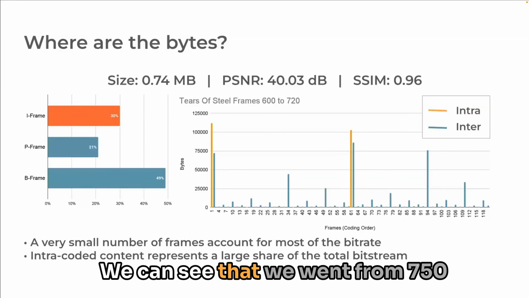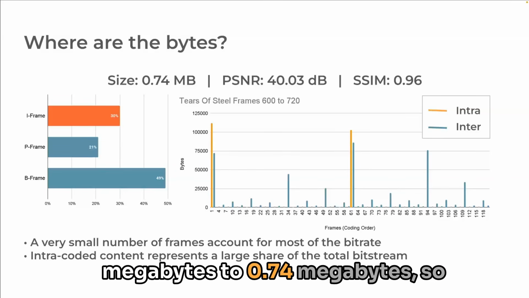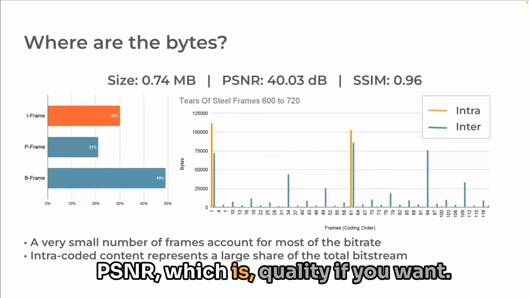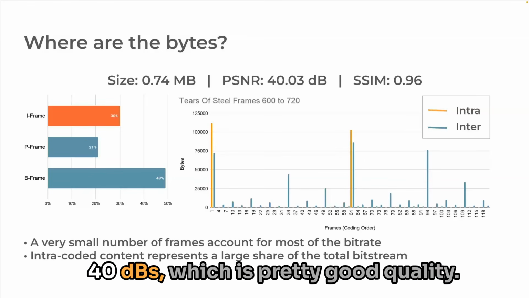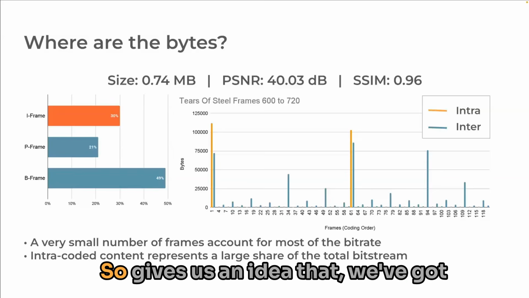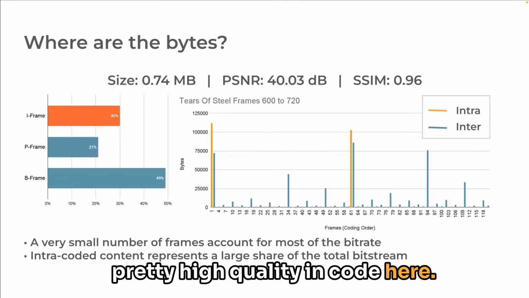We can see that we went from 750 megabytes to 0.74 megabytes. So that's pretty good compression. PSNR, which is quality if you want, is 40 dBs, which is pretty good quality. SSIM, another measure of quality, gives you 0.96. Again, that's pretty good since it goes all the way to 1. So it gives us an idea that we've got a pretty high quality encode here.